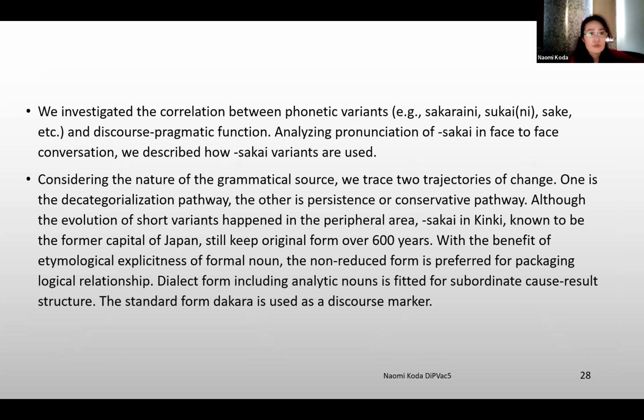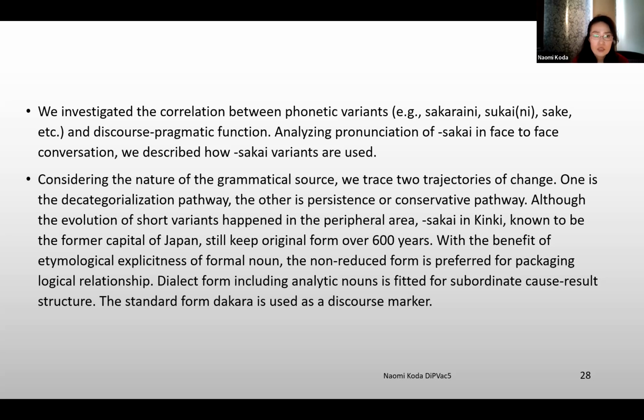Conclusion. We investigate the correlation between phonetic variants, for example sakai ni, sakai, sakai ni, sake, etc., and discourse-pragmatic function. Analyzing pronunciation of sakai in face-to-face conversation, we described how sakai variants are used. Considering the nature of the grammatical source, we trace two trajectories of change.